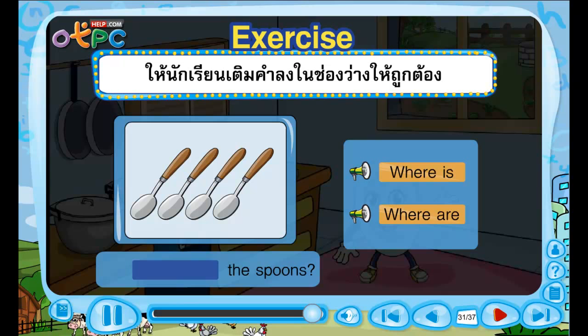Where are? Good job. Where are the spoons?